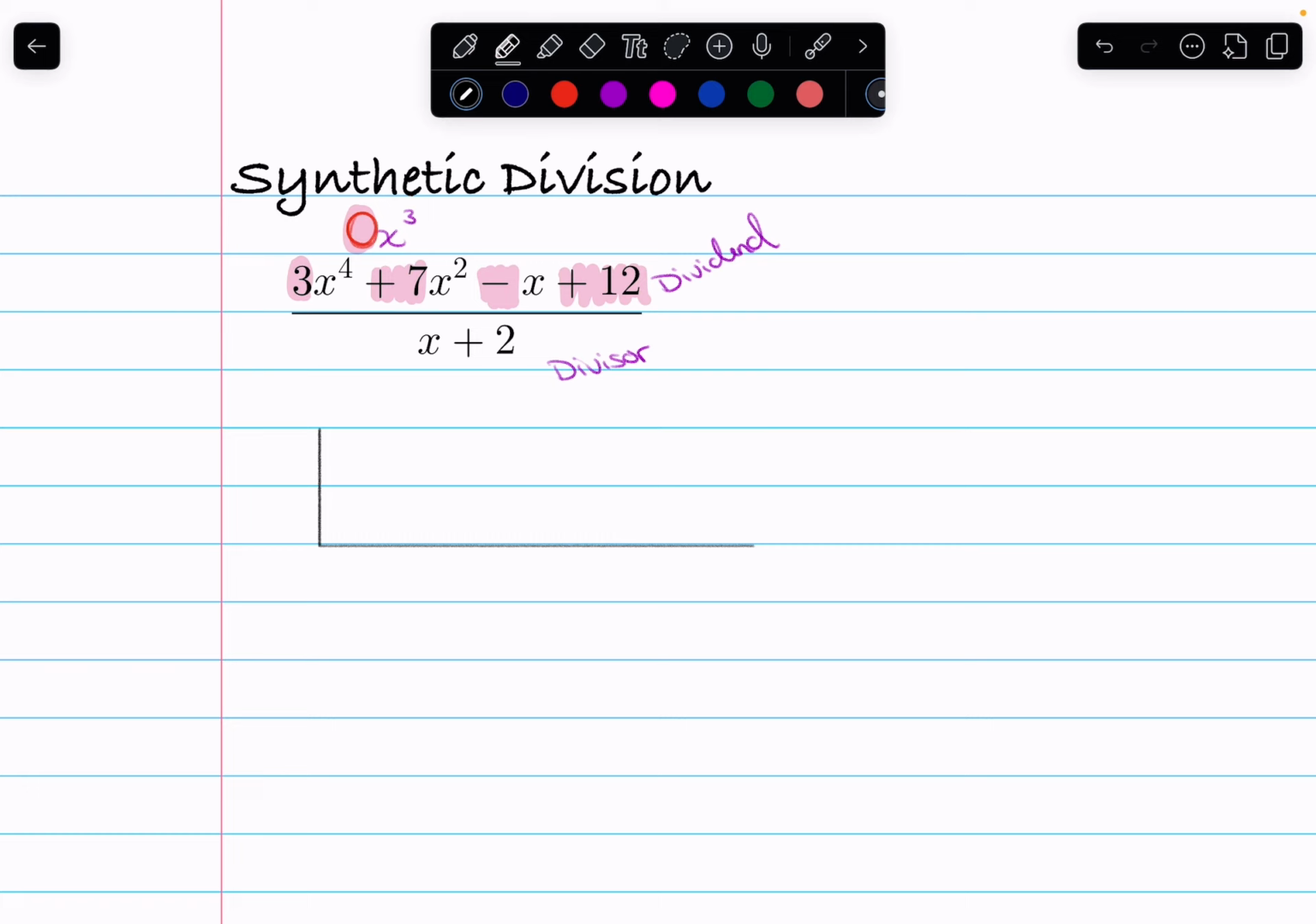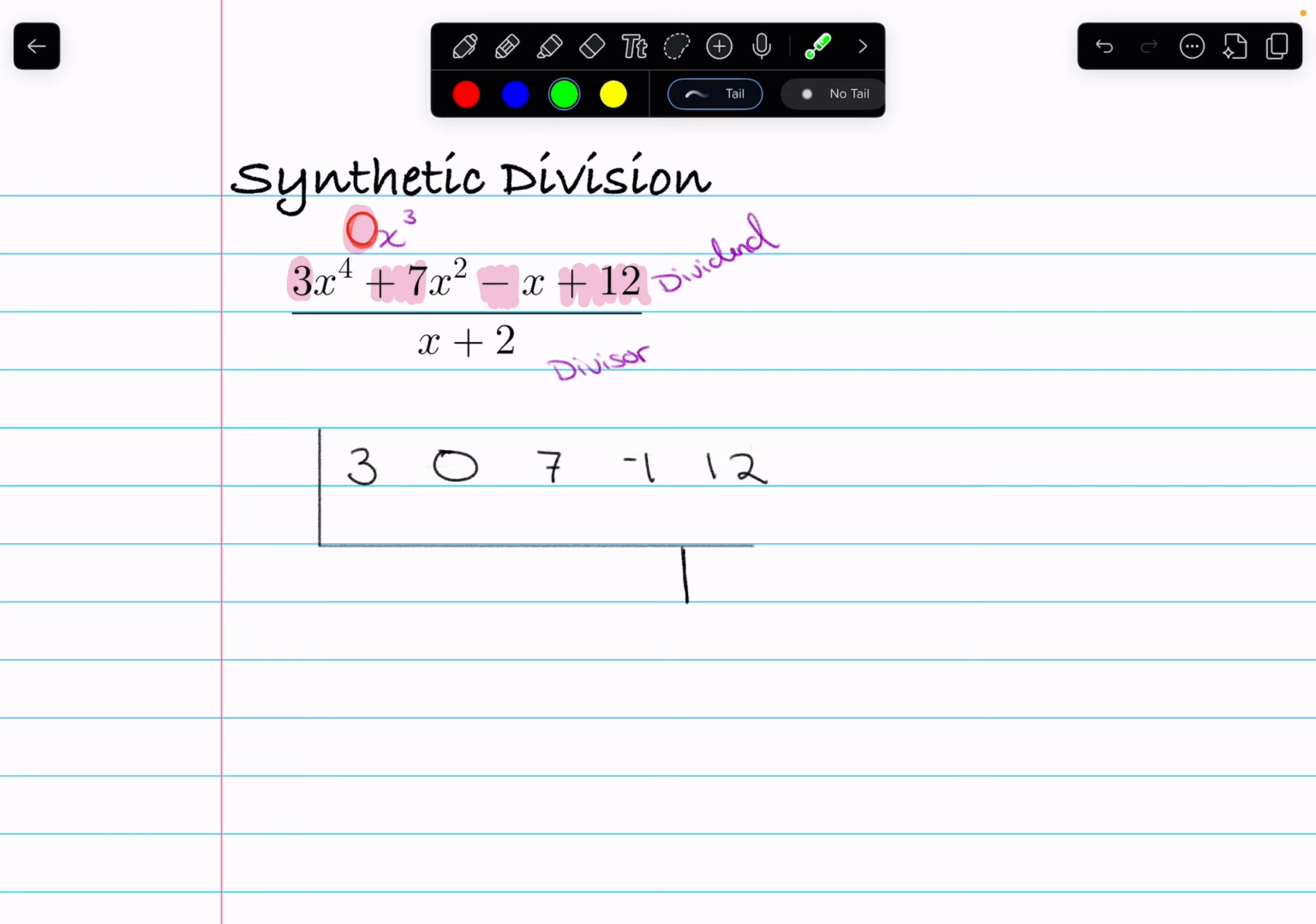So we're going to copy those. So you see I've kind of drawn an L-shaped bar here. That's how you set all of this up. And I'm going to do a 3, a 0 for my placeholder, a 7, a negative 1, and a 12. Now I'm going to draw a bar right here, and I'll explain that part here in a minute. Okay, so that's how we set up our dividend.